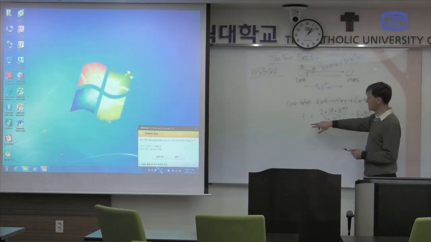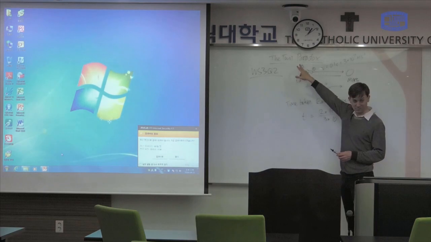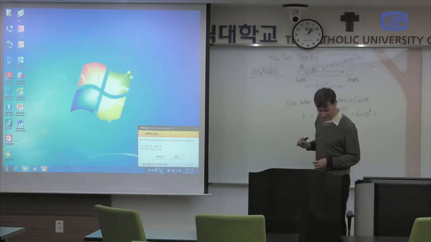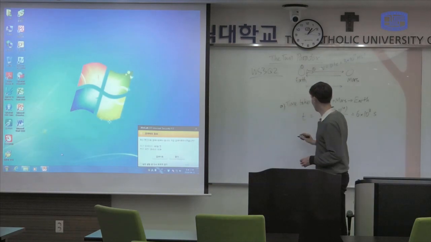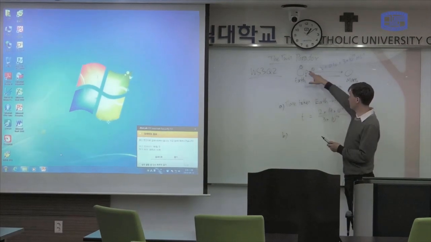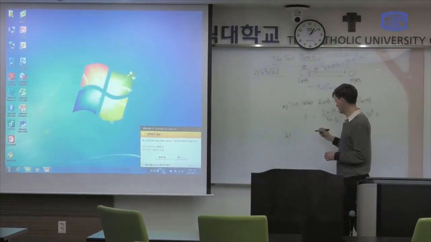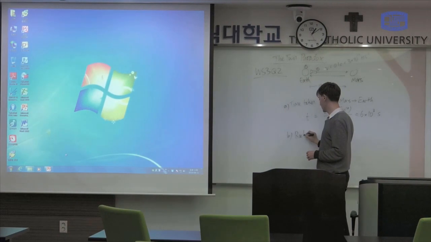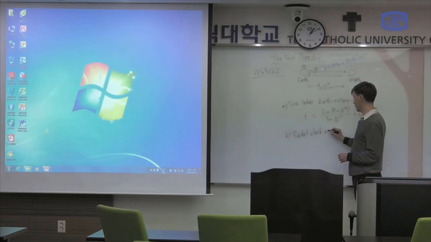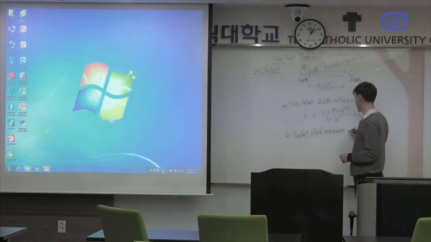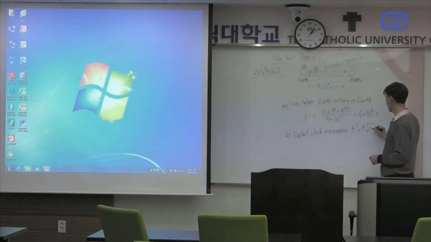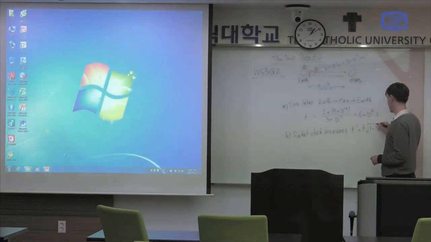So this is the time as would be measured by a clock which is stationary on the Earth. That's part A of the question. Part B is asking you what is the difference in time measured between these two clocks? So we know that the rocket clock is time dilated, so therefore it measures less time, t prime, which is t times the square root of 1 minus v squared over c squared.